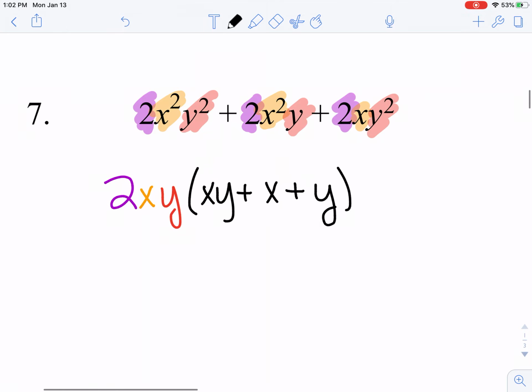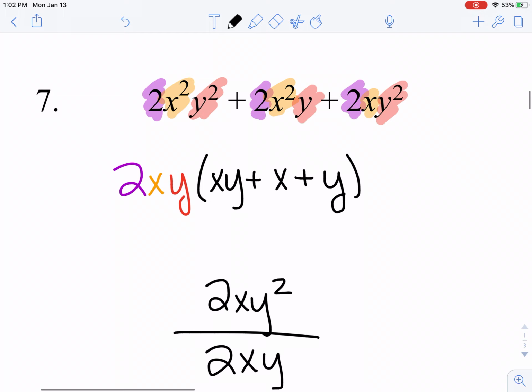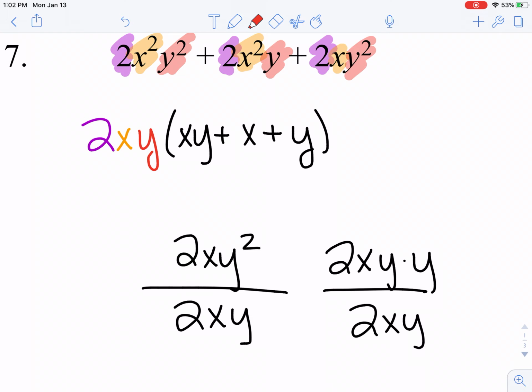So let me kind of write that out, that division that we're talking about. So if I have 2xy squared divided by 2xy, we know that that y squared, we can write that as 2xy times y over 2xy. And then once we have this, we can cancel top and bottom. Maybe this visual will make a little bit more sense. So some of you that might be struggling a little bit, as you can see, the only thing that we're left with is this y, and that's why that's going to go here.